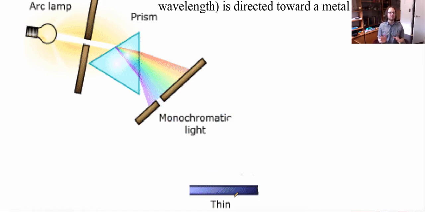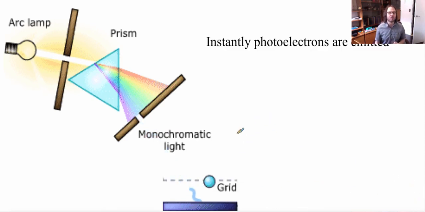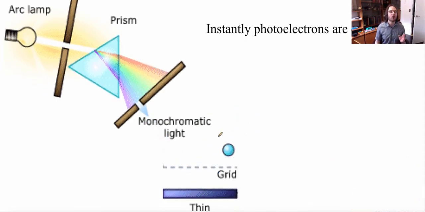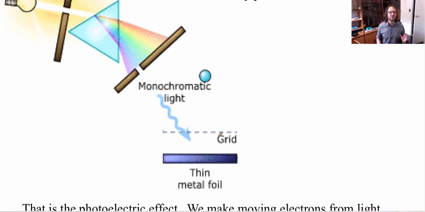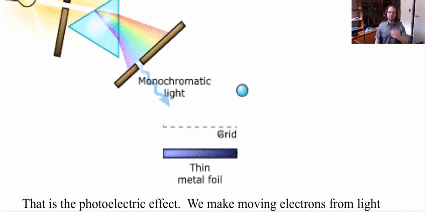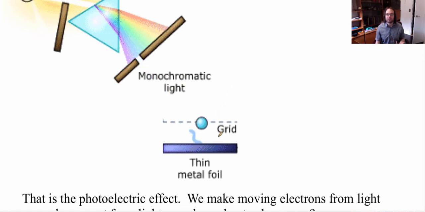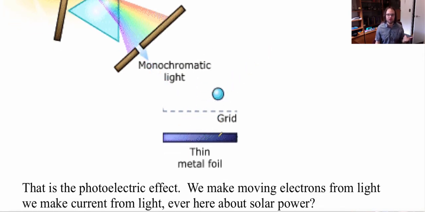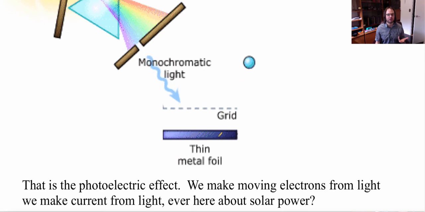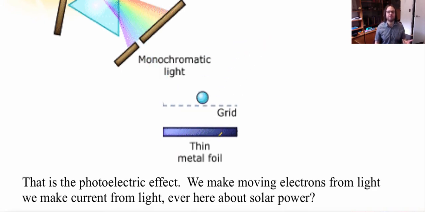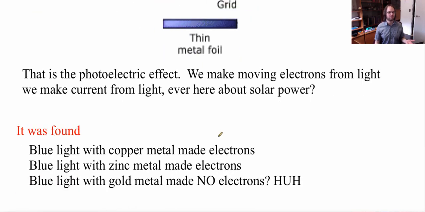And he noticed for some wavelengths, an electron's emitted. And yet for others, an electron is not. But he also noticed the electron is emitted instantaneously. Well, that's the photoelectric effect. We make moving electrons from light. Photo, light; electric, electrons. We can make current from light. This is the whole idea of solar power.